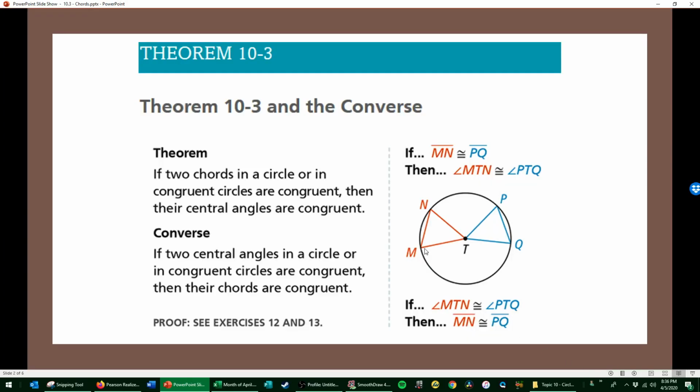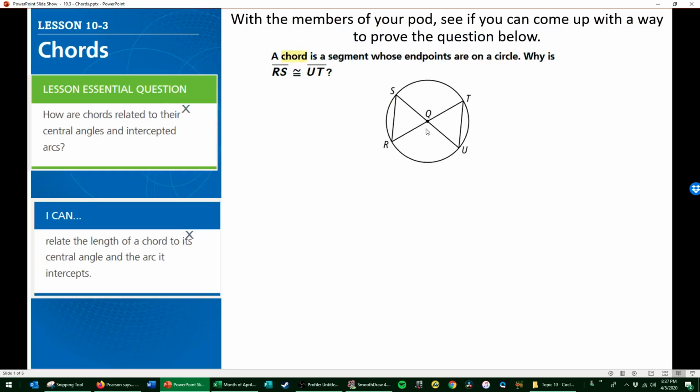Alright. So Theorem 10.3 says if two chords in a circle or in congruent circles are congruent, then their central angles are congruent. So all that's really telling us is if we're given line segment MN is congruent to PQ and they're inside the same circle, their central angles are congruent. So NTM and PTQ are congruent because their chords are congruent. Again, that goes right back to what we just said here.